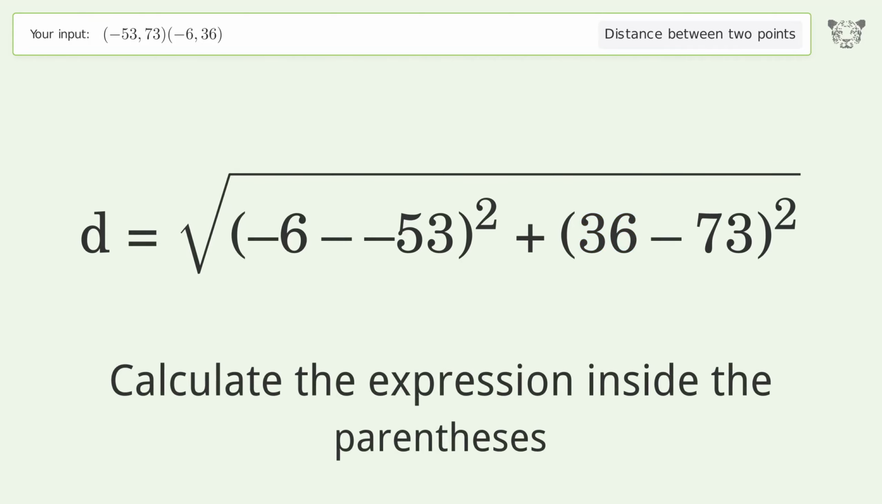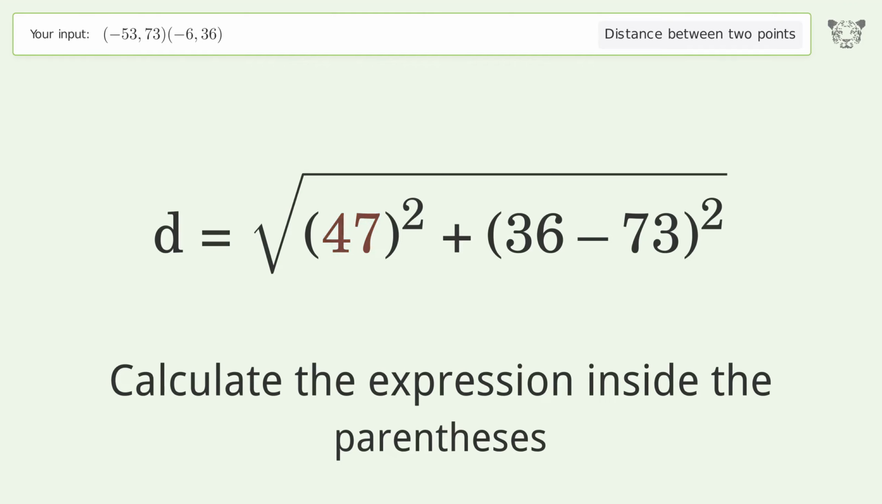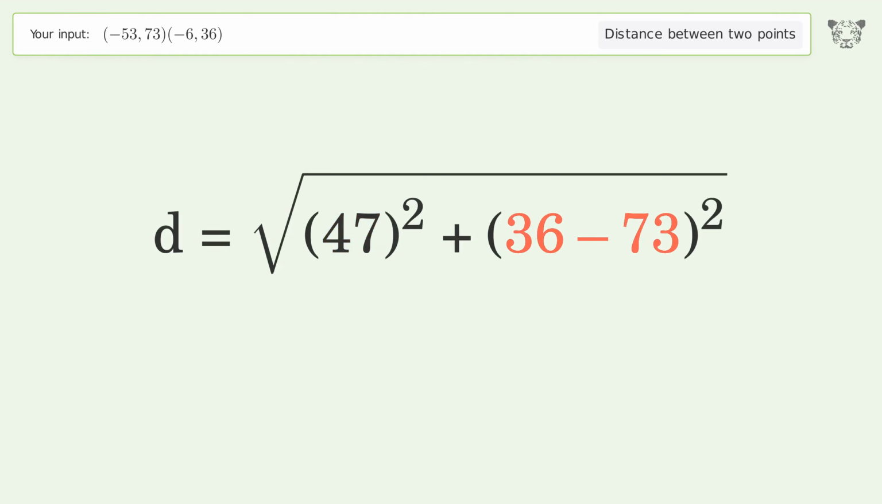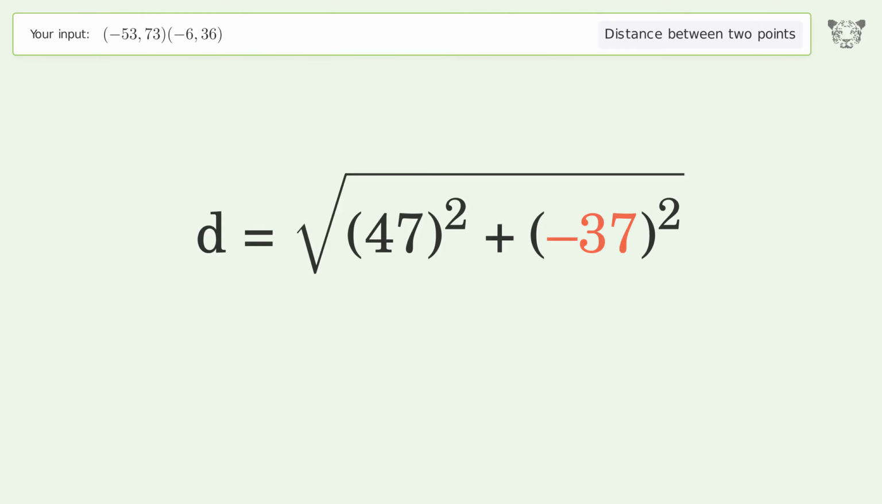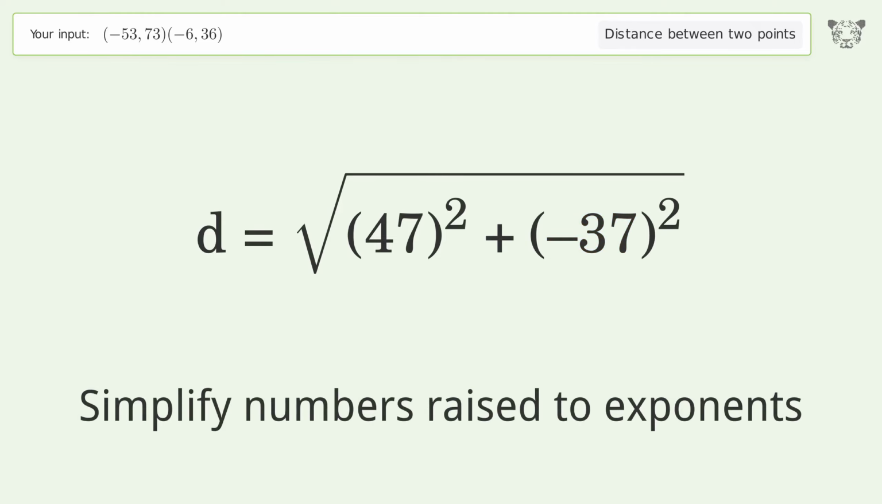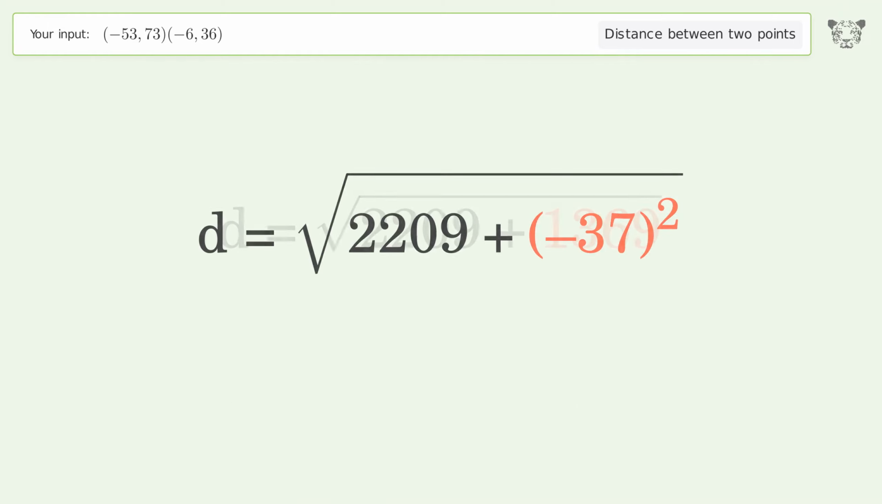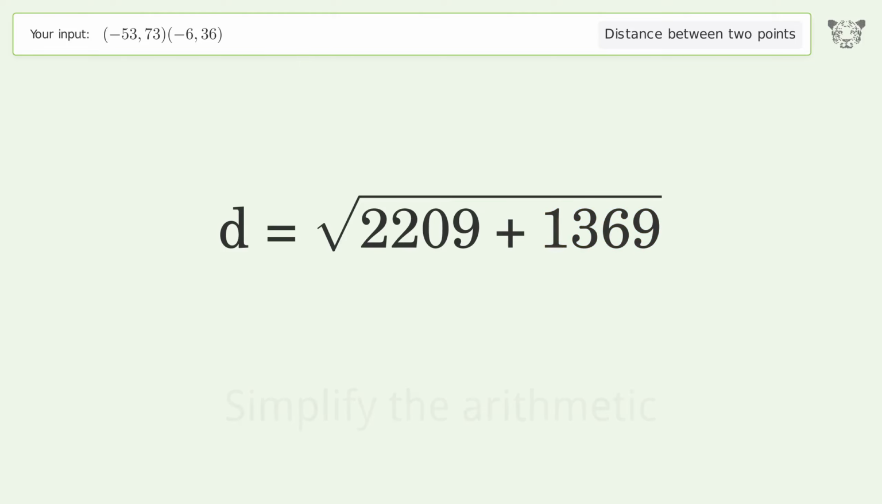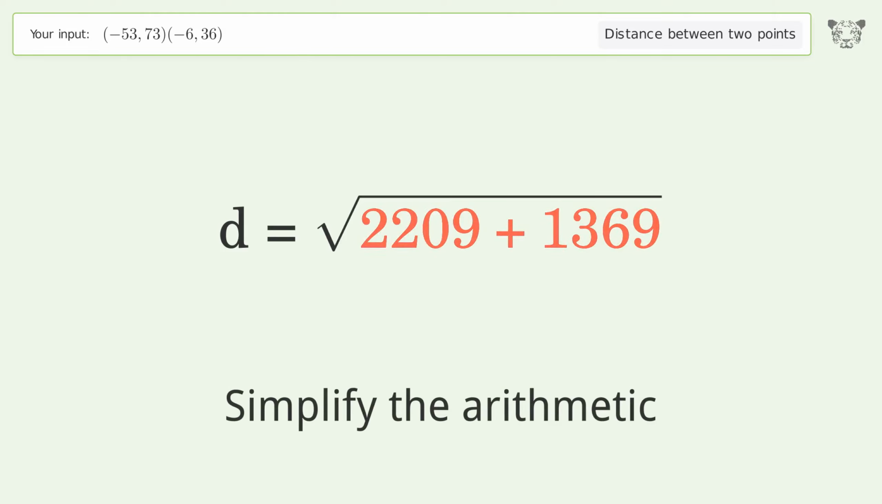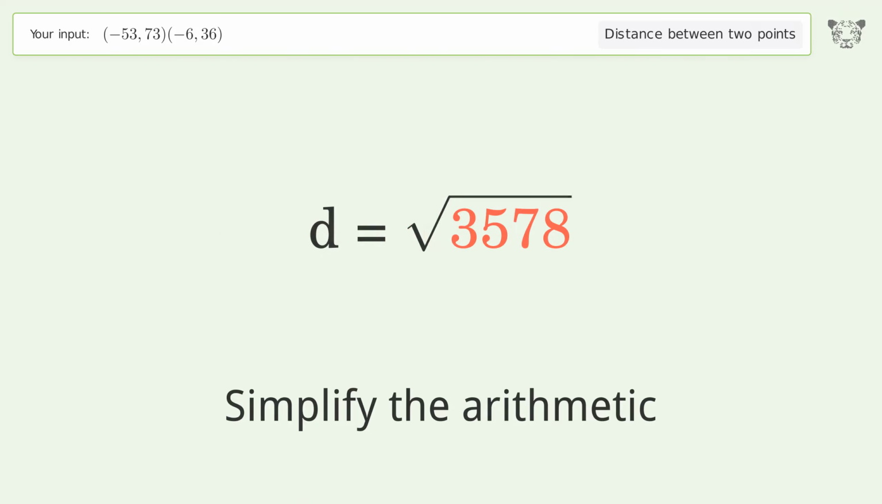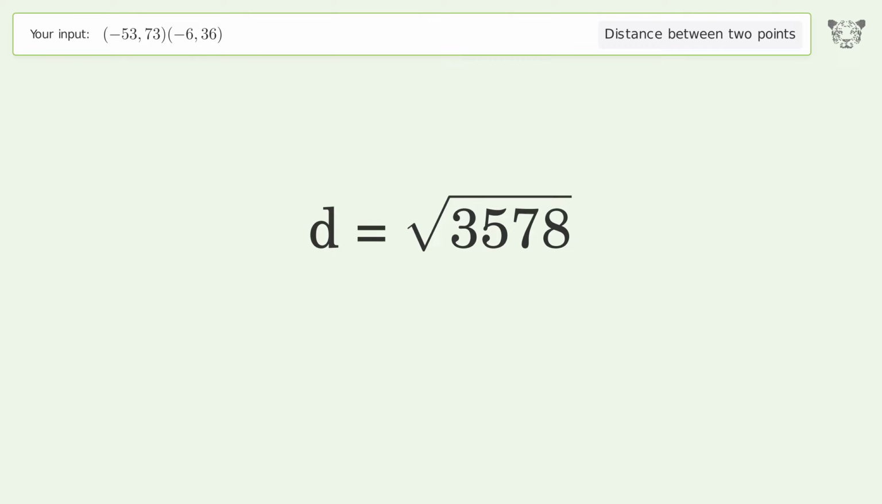Calculate the expression inside the parentheses. Simplify numbers raised to exponents. Simplify the arithmetic. And so the distance between the 2 points is the square root of 3,578, or 59.816.